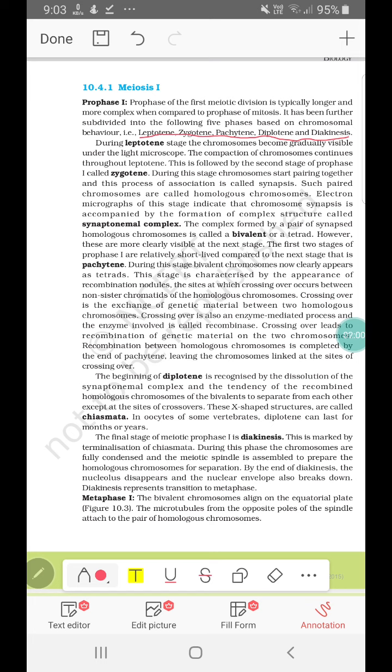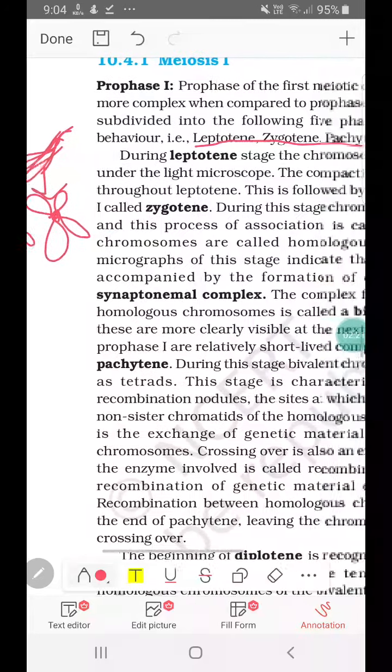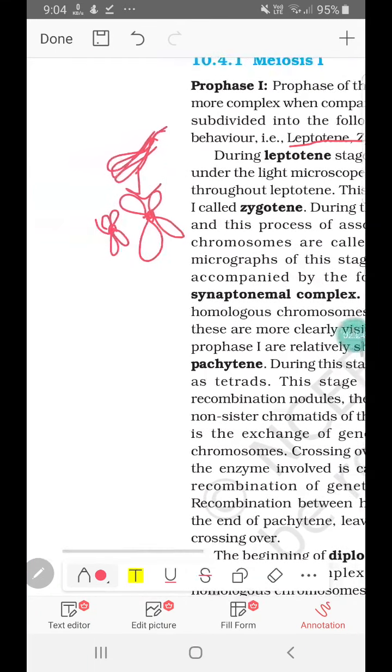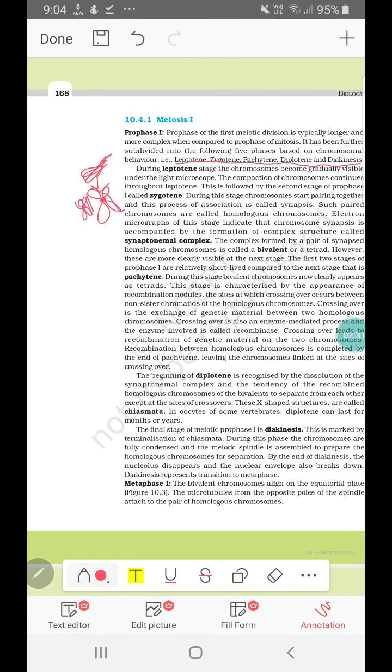So, in leptotene, that is the first stage, chromosomes start appearing, that is, in the nucleus the chromatin thread will start forming compact structures called chromosomes. Then in the second phase, that is zygotene, the pairing of homologous chromosomes will start. When they start pairing, there is a protein complex which enhances the pairing process. That is called the synaptonemal complex.